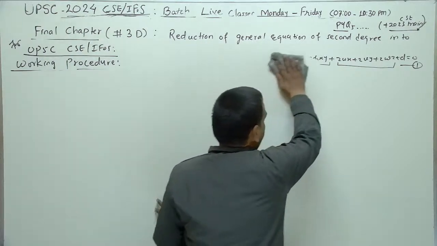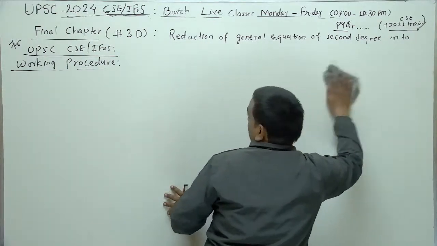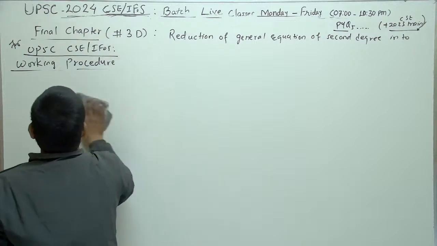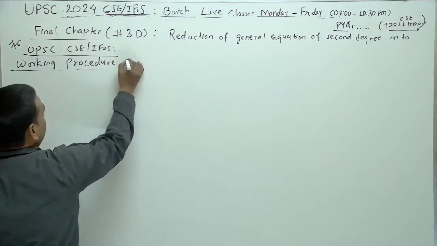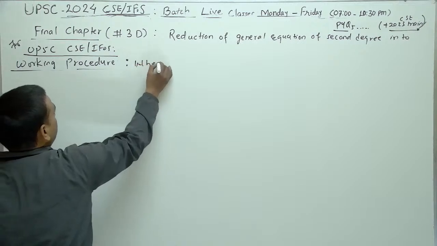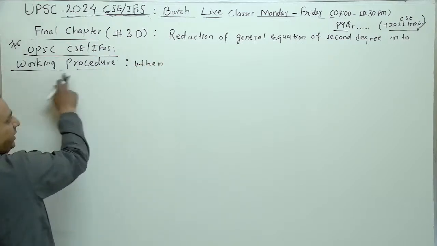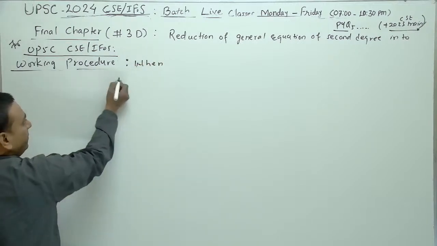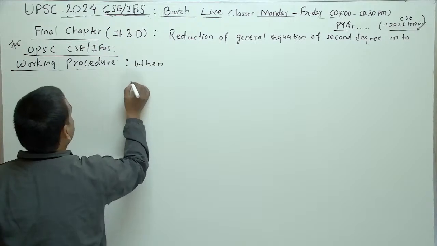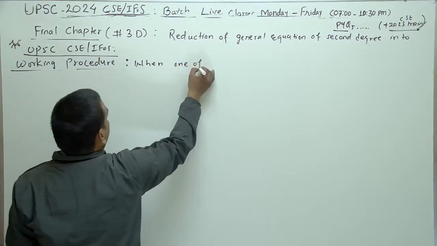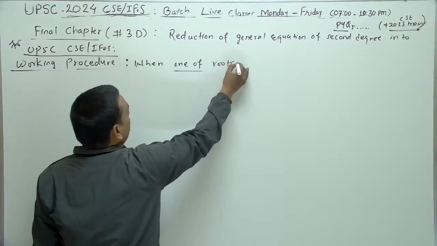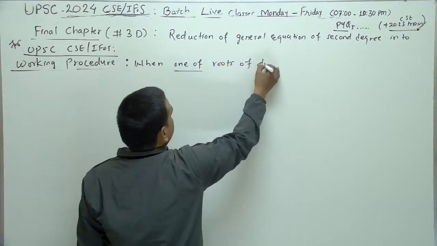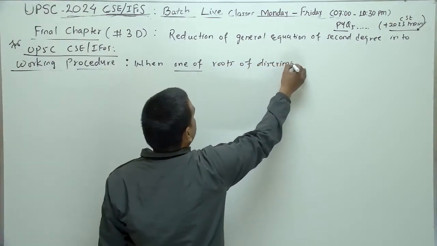तो मैं उसको फटाफट लिख दूंगा वर्किंग प्रोसीजर को. यू विल सो राइट अ हेडिंग प्लीज नाउ. वर्किंग प्रोसीजर. प्लीज कीप राइटिंग लाइक दिस. वर्किंग प्रोसीजर, हेडिंग डालिए. वर्किंग प्रोसीजर व्हेन वन ऑफ, एग्जैक्टली वन की बात करूं, वन ऑफ रूट्स ऑफ डिस्क्रिमिनेटिंग क्यूबिक इज 0.